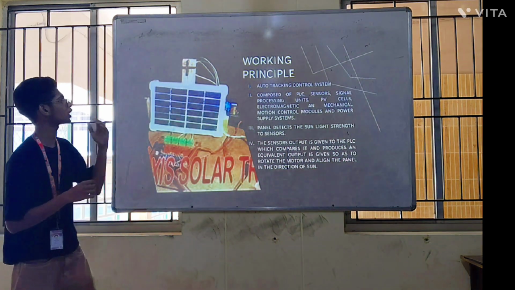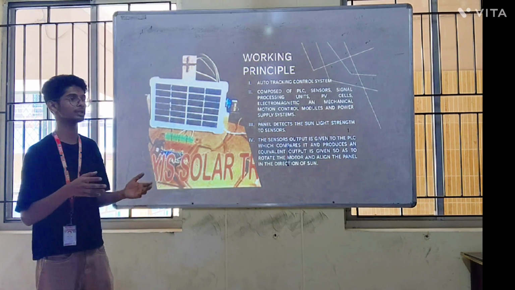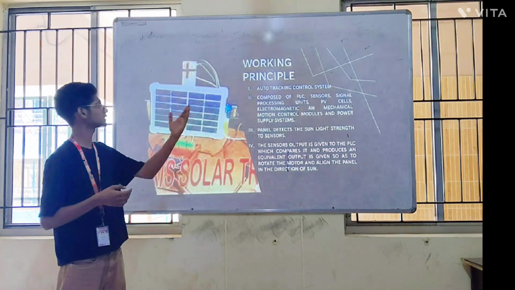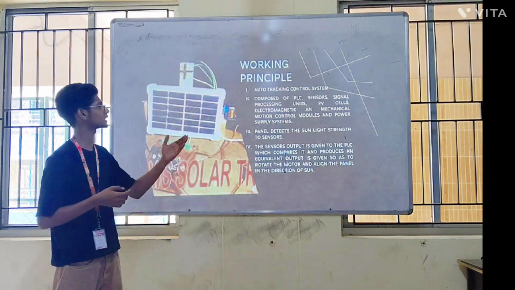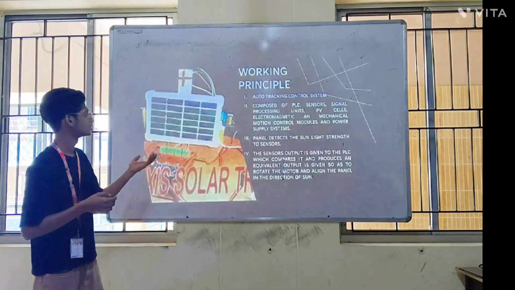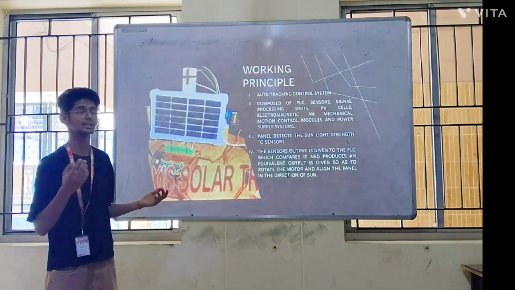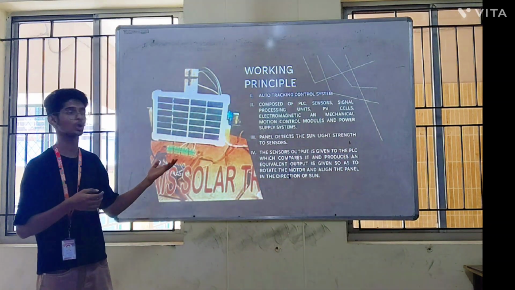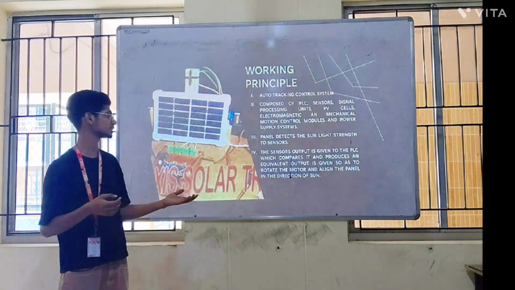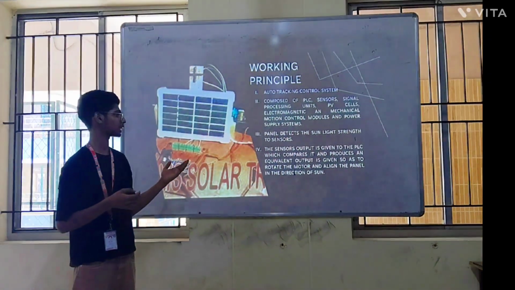Working principle. We are auto tracking, and the control system is composed of PLC, PLC meaning programmable logic controller, and sensors and signal processing units, PV cells, electromagnetic and mechanical motion control modules and power supplies. The panel detects the sunlight sent to sensors, and the sensor output is given to the PLC, programmable logic controller, which compares and processes it, and the equivalent output is given so as to rotate the motor and align the panel in the direction.